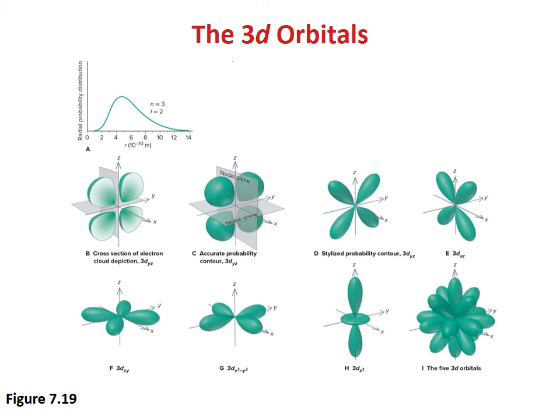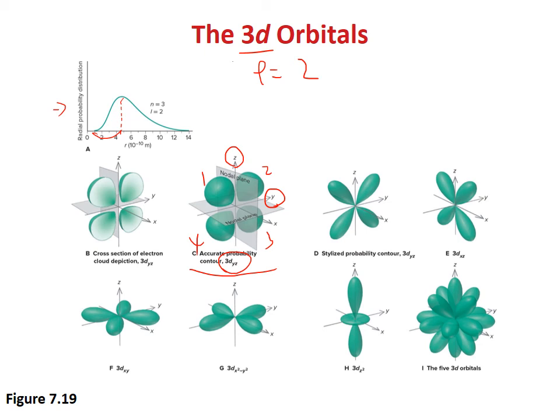This shows the shape of 3d orbital where L equals 2. And this is the radial probability distribution with the most probable distance here. And this is the accurate probability contour. And you can see this orbital contains 4 lobes, 1, 2, 3, 4. And one of them is between y and z axes. And so this is called a 3dyz orbital.